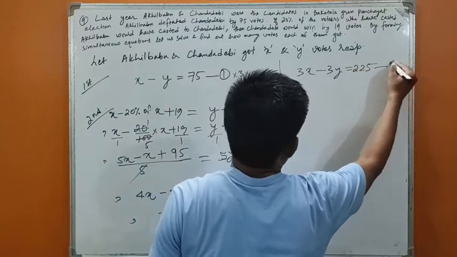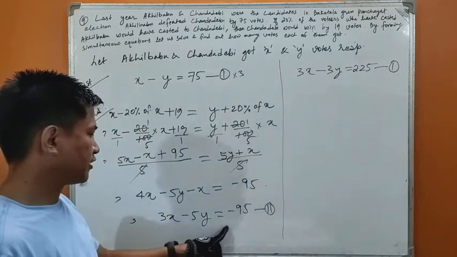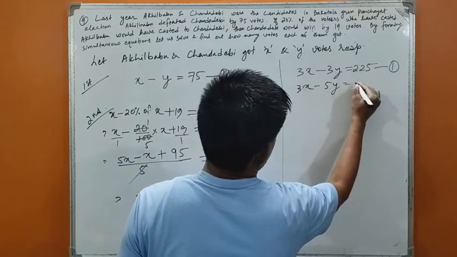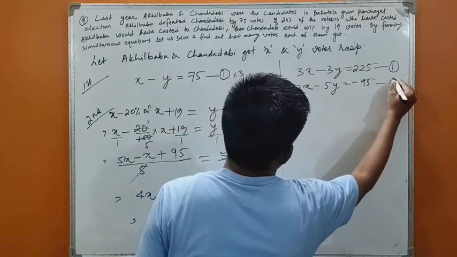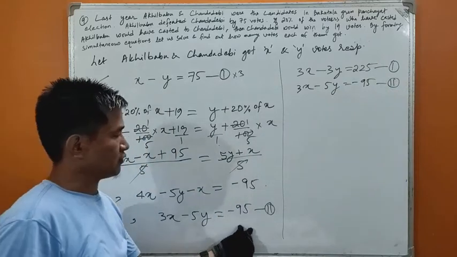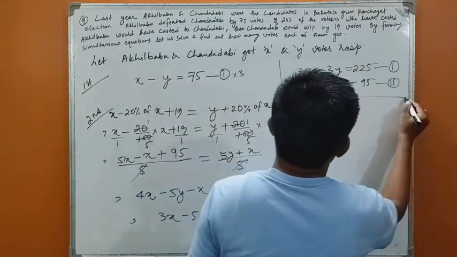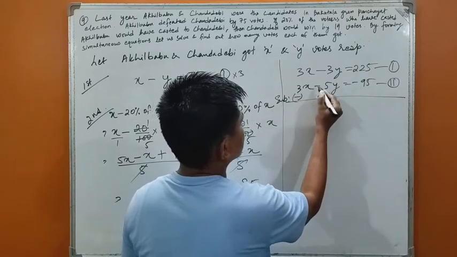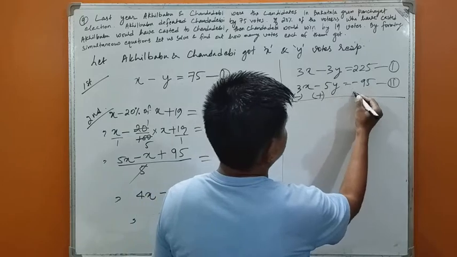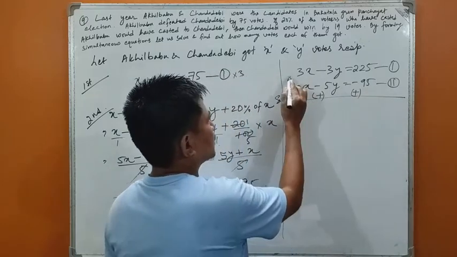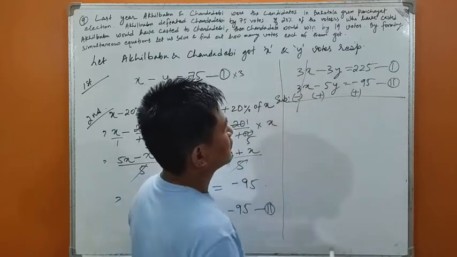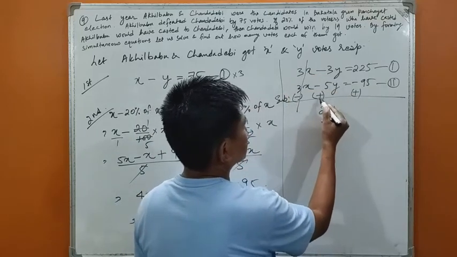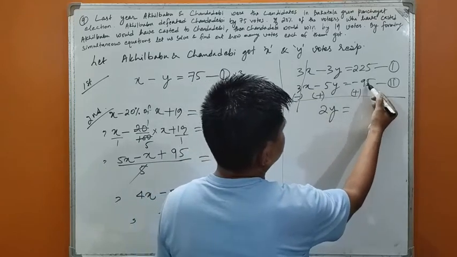This is equation 1. Equation 2, we have 3X minus 5Y equals minus 95. Now let us subtract equation 2 from 1. This plus 3X becomes minus 3X, minus 5Y becomes plus 5Y, minus 95 becomes plus 95. Plus 3X and minus 3X cancel out each other. So plus 5Y minus 3Y is 2Y, isn't it? Sign of greater number comes plus, equals plus 95 plus 225.